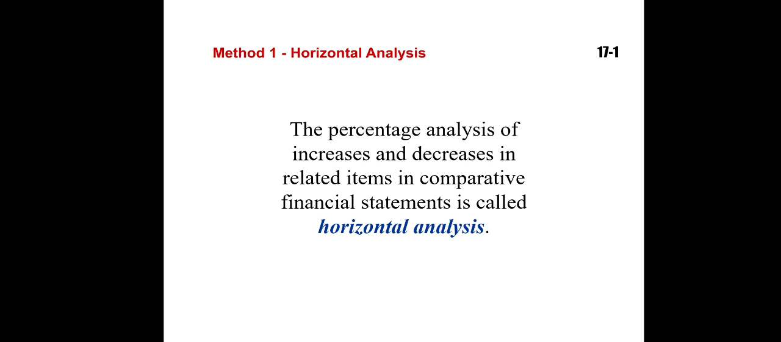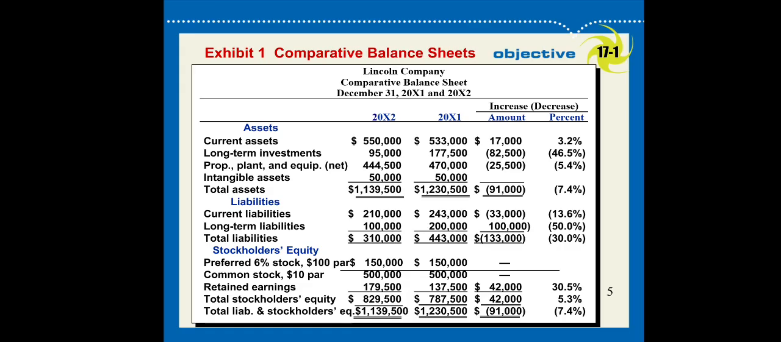The thing that is written here is the percentage analysis of increases and decreases in related items in comparative financial statements, which is called horizontal analysis. I hope you can imagine a horizontal line. So this is the way to do horizontal analysis on a balance sheet.